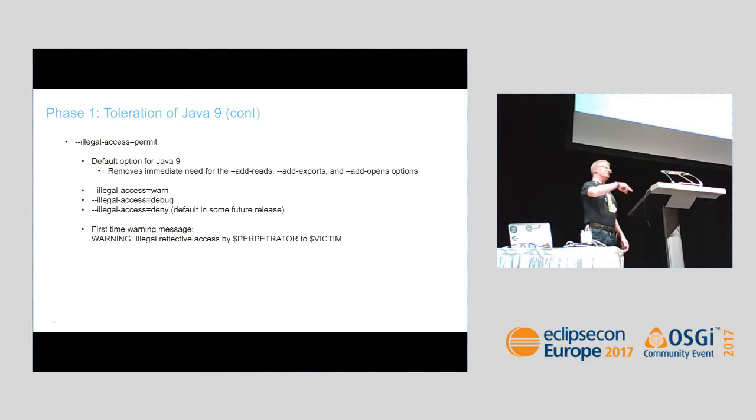Okay, so I mentioned earlier, how do I get out of this hole? I mean, if Java 9 is going to stop me from accessing all these niceties that I had in the past, how can I get by that? Well, this is the part that they had to loosen up.